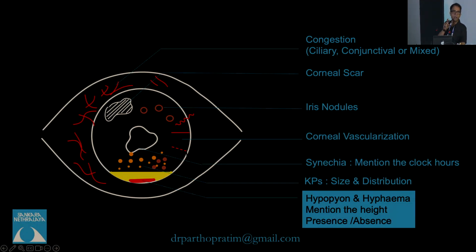If you are documenting a case of uveitis, remember one thing: you have to mention the hypopyon. Even if there is no hypopyon, you have to mention that there is no hypopyon. This is mandatory to diagnose a case of anterior uveitis. And also, if you are documenting the hypopyon, you have to write the height of the hypopyon, how much it is, 1 millimeter or 1.5 millimeter. That is mandatory. Again, coming to iris nodules, you have to mention exactly where they are.